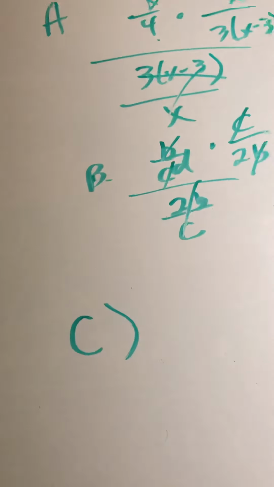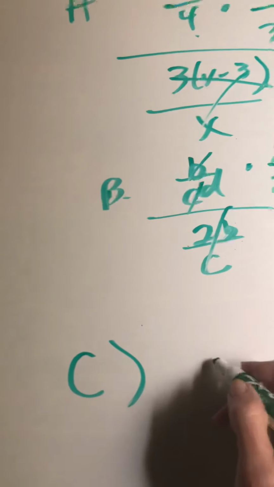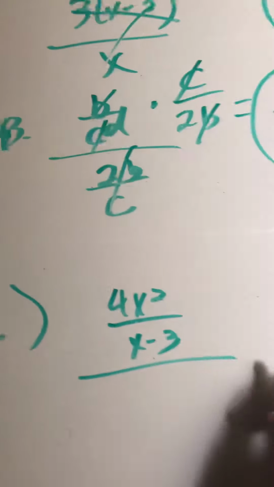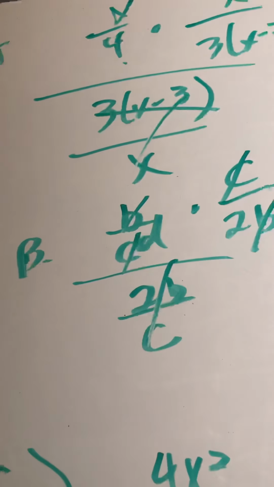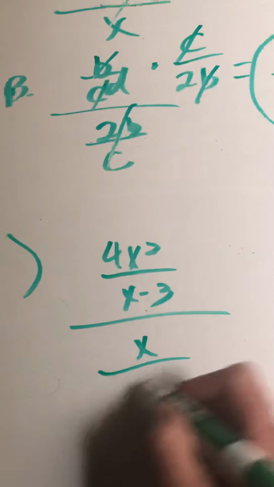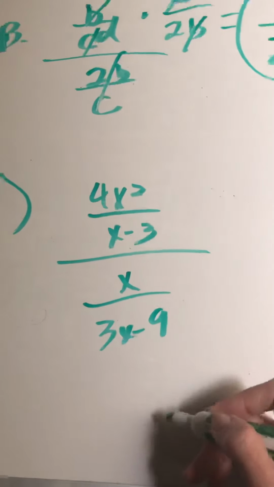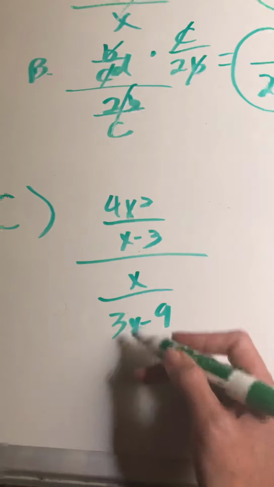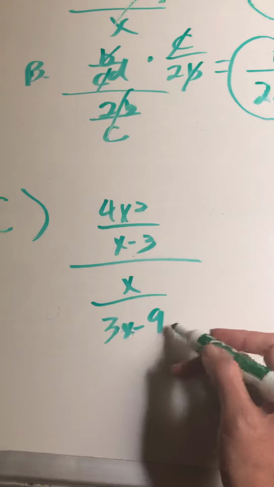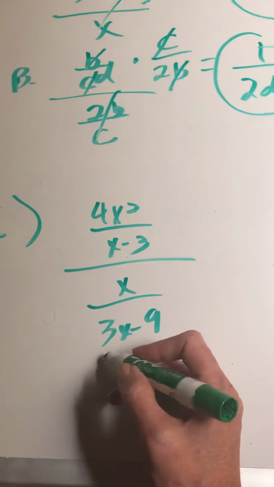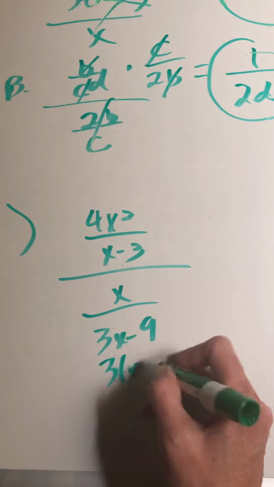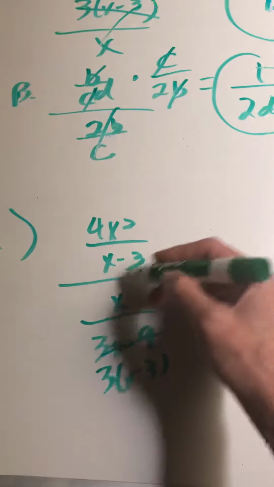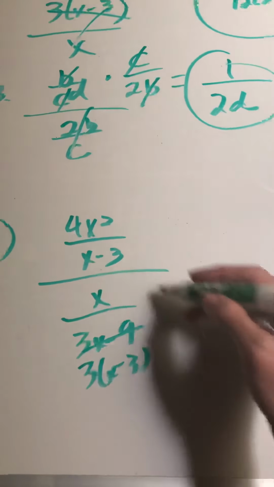Then on C, it is 4x squared over x minus 3. And I'm dividing that by x over 3x minus 9. So on this one, we need to factor. You should be getting to the point where you can look at things and go, okay, I can take a 3 out of the 3x and out of the 9. You should be getting to that point. So this factors into 3 times x minus 3. So when I flip it, because I've got to flip this bottom one, this is my top fraction, this is my bottom fraction, x over 3x minus 9.